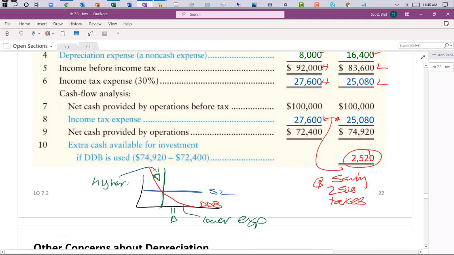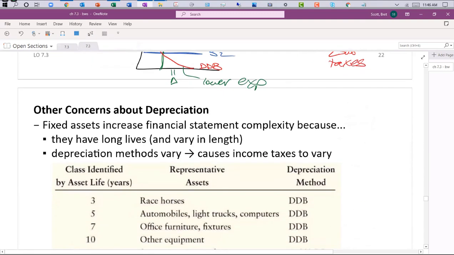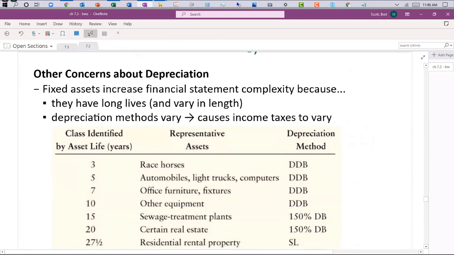So are we really getting a tax benefit? Yeah, for the first couple of years. But is that a justification for using double declining balance? No, because eventually it swaps out, right? Eventually straight line has a greater expense than double declining balance. So it's just something to be aware of, that tax reasons are a consideration.